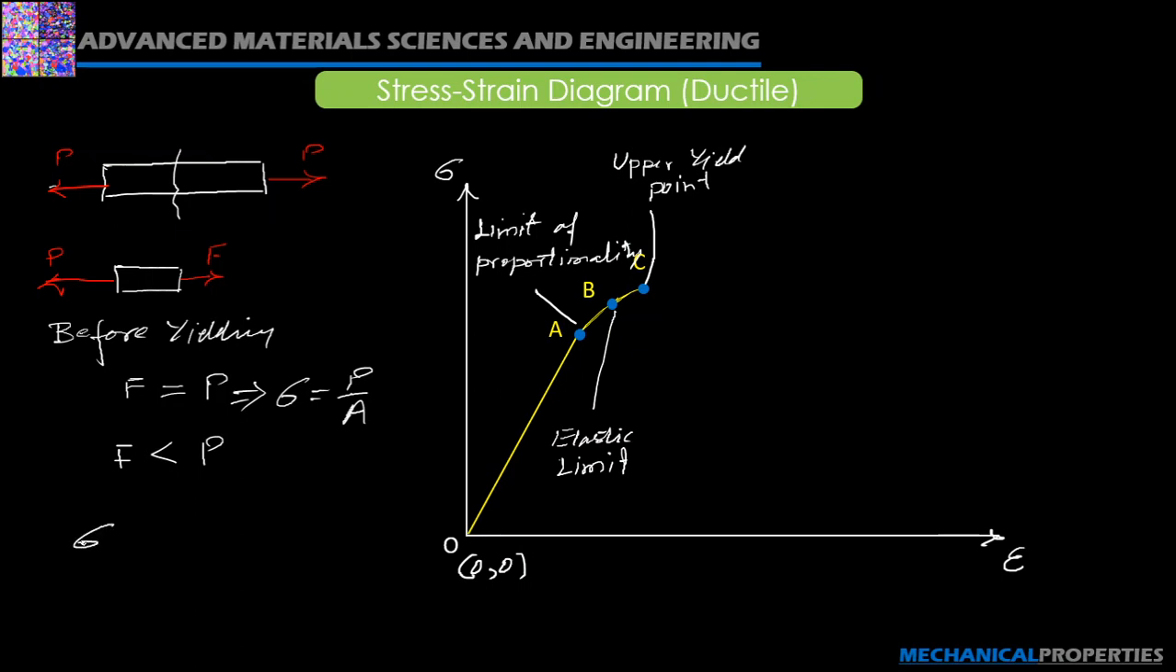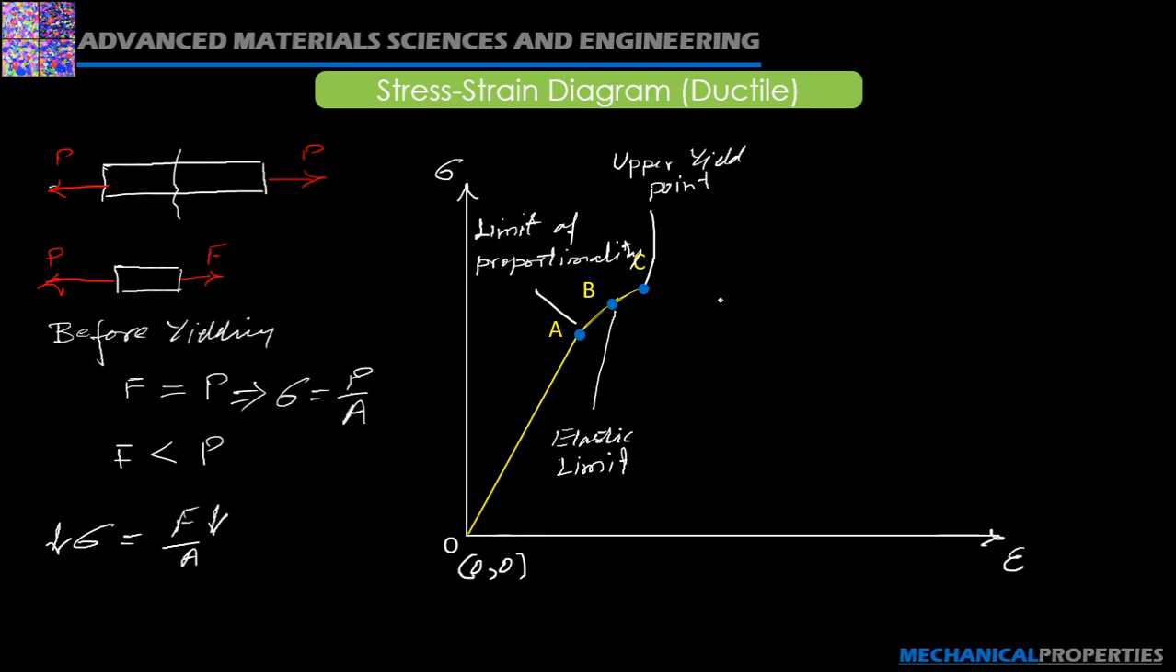Now using the same expression, sigma is equal to F upon A. Since F is decreasing, the stress is also decreasing. That is actually the yielding phenomenon, and that is why from point C the yielding starts, and this point is termed as the upper yield point.